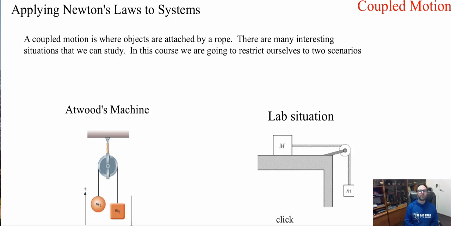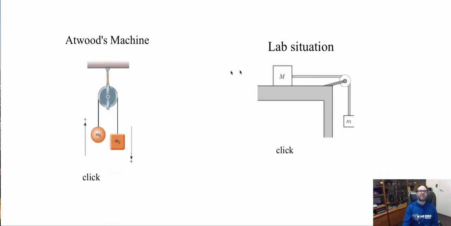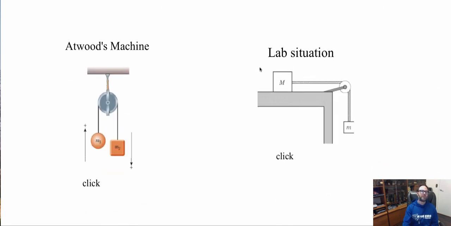In this video, we're going to be looking at applying Newton's first two laws to systems. So we're going to be specifically looking at coupled motion. A coupled motion is where objects are attached by a rope. There are many interesting situations we could study, but for this course, we're just going to look at two major scenarios. The first one is the Atwood machine, and the second one is the lab situation that you guys just did the last class.